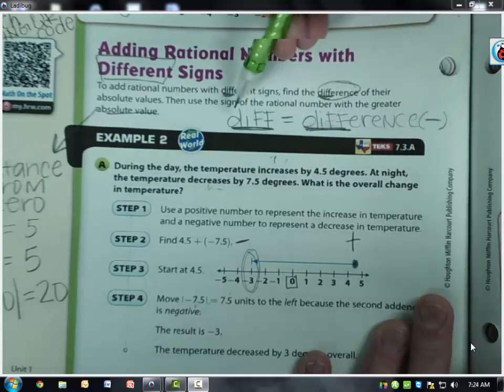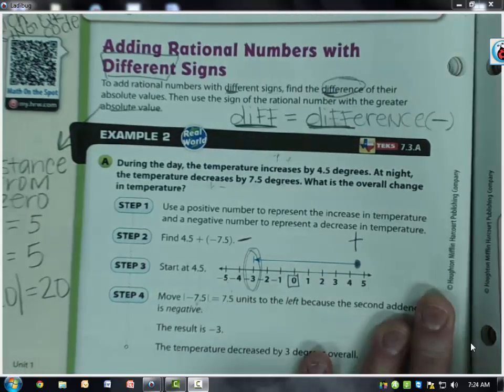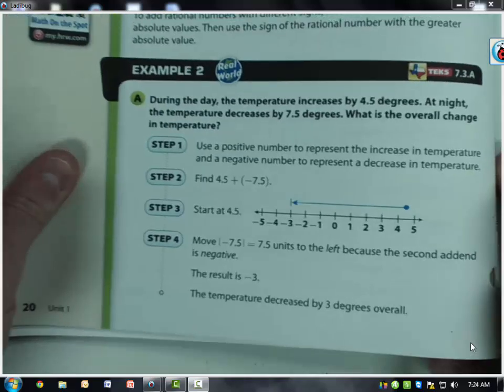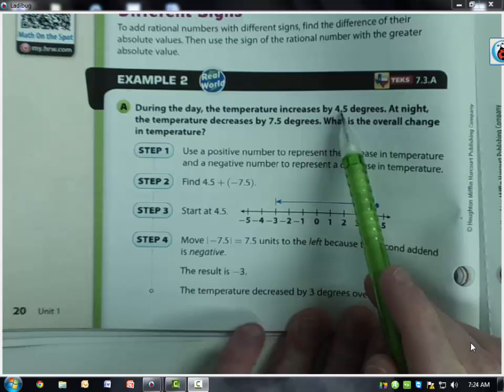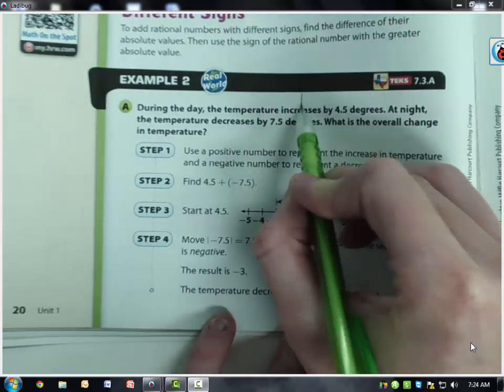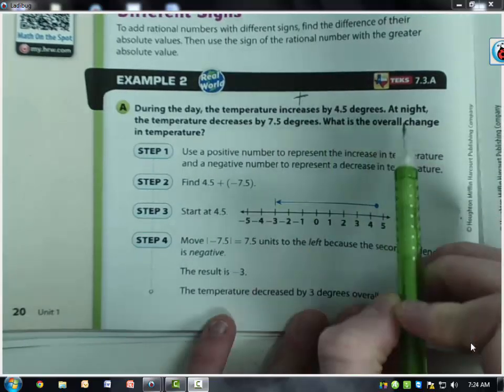Okay, for example number 2. During the day, the temperature increases by 4.5 degrees. Increase means we're going towards the right, towards the positives. At night, the temperature decreases, so we're going towards the negative, so I'm going to put a minus sign there, by 7.5. What is the overall change in temperature?